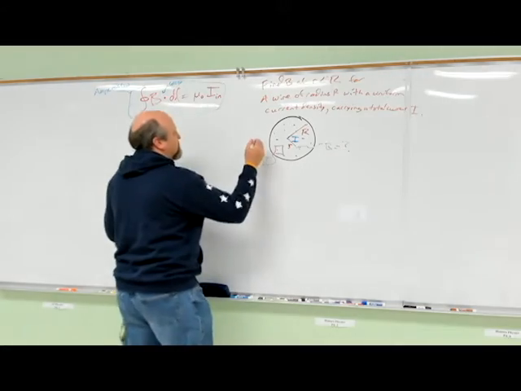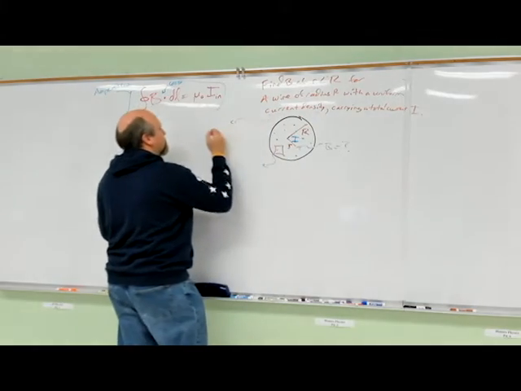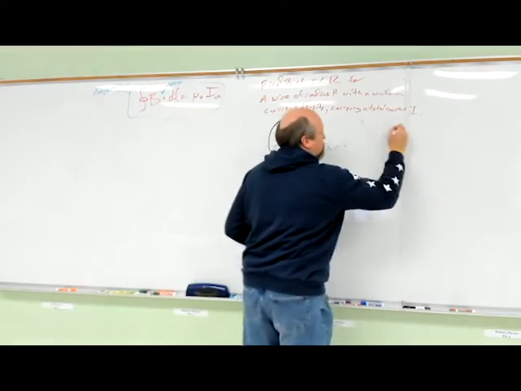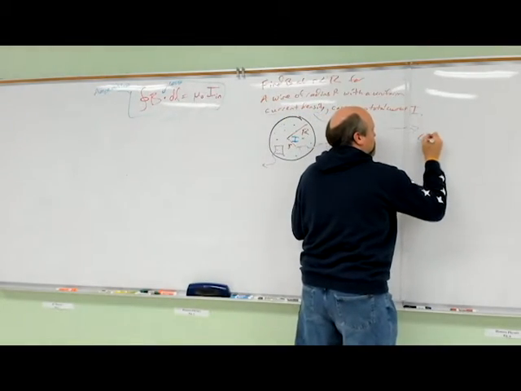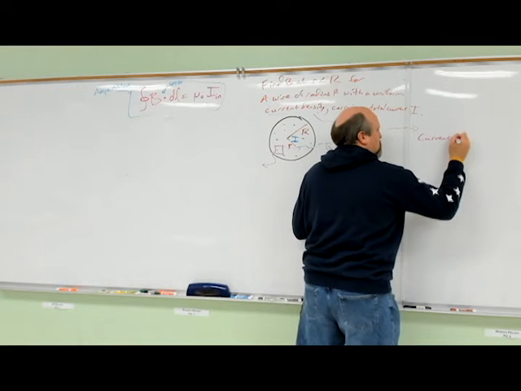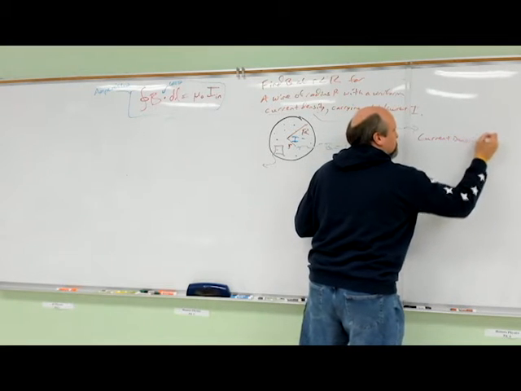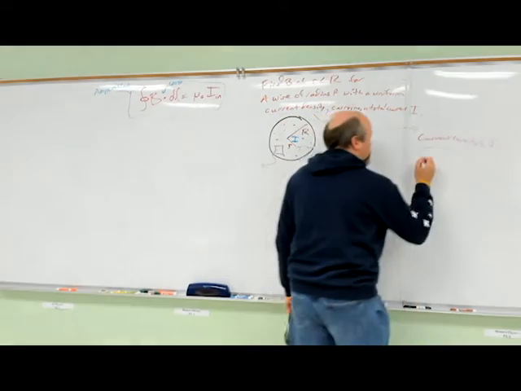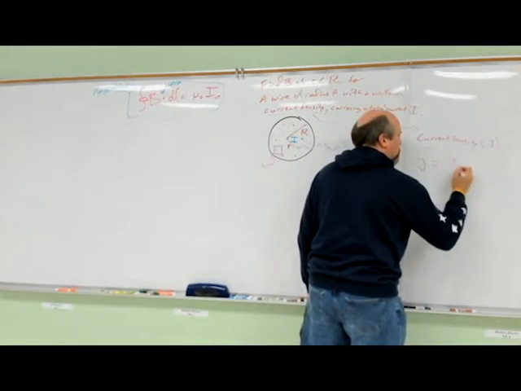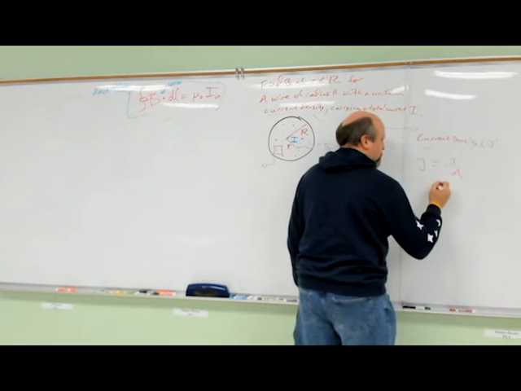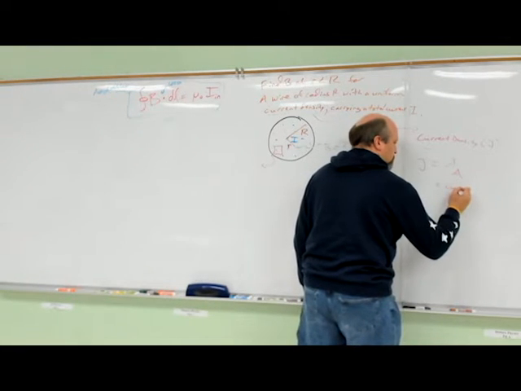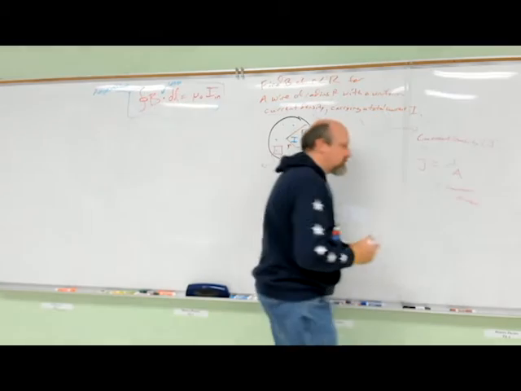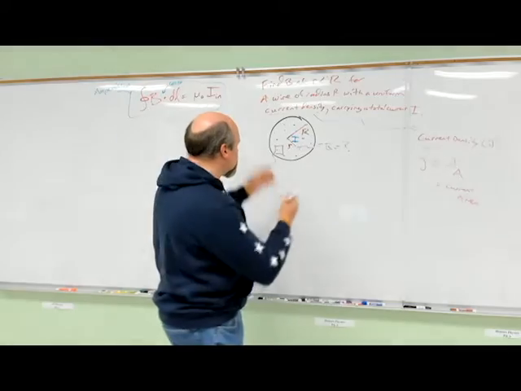So current density, let's define that somewhere out of the way. We're going to use the symbol capital J. Capital J is just my total current divided by the area. So it's like how densely packed that charge is flowing down the wire.